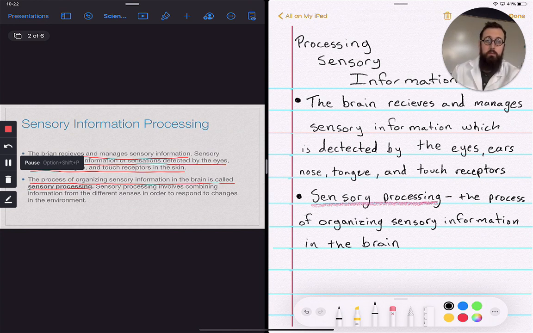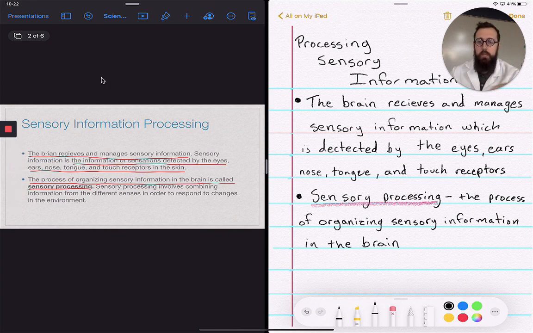So I wrote out what I would write in my notes and how I would write out my notes. So if you would like to copy my notes, go ahead and pause the video, copy out what I have written. I just took information from the slides and put it into my notes, making things a little bit shorter. So the brain receives and manages sensory information, which is detected by the eyes, ears, nose, tongue, and touch receptors. Sensory processing, and I just wrote out the definition: the process of organizing information in the brain.